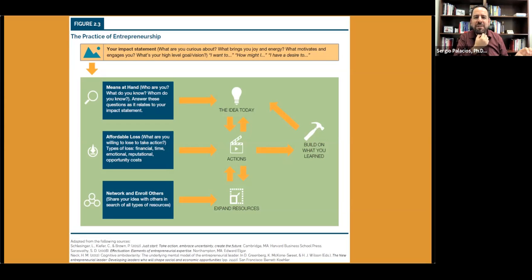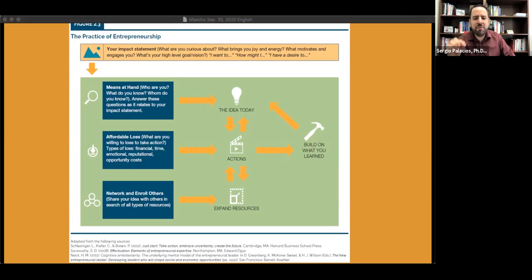This example might not be the best, but if you are going to Vegas to play in the casino, maybe you're willing to lose $20, maybe $100, $1,000, I don't know, depending on the level you're planning to risk. And this is very important. It's a very specific number that you have. So what are you willing to lose to take action? It's talking about action.